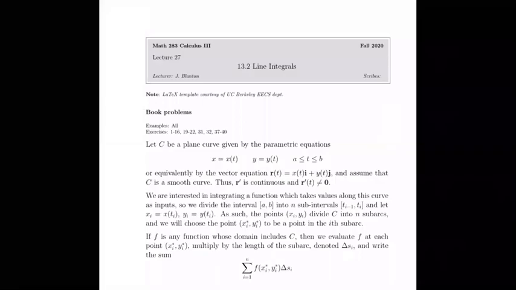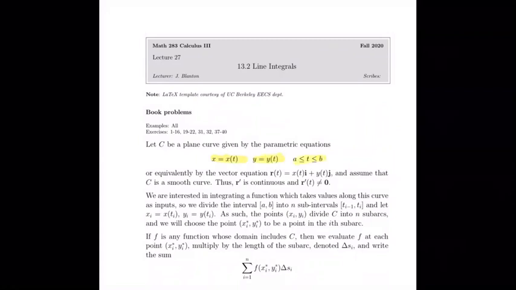Section 13.2 is line integrals. So what we'll be considering is a function of two variables, f of x, y, and then some plane curve parameterized by t, where x equals x of t and y equals y of t, for t ranging between some two values in an interval.